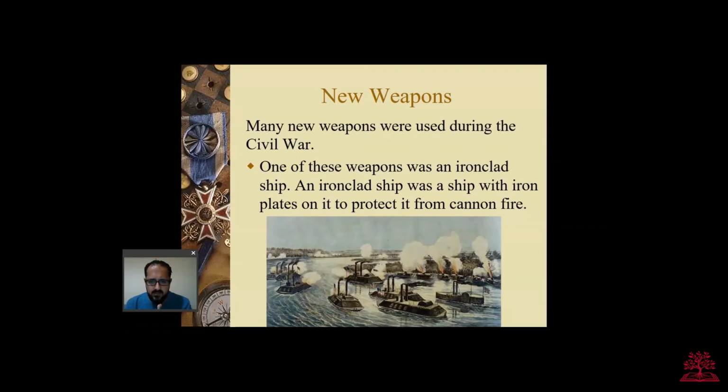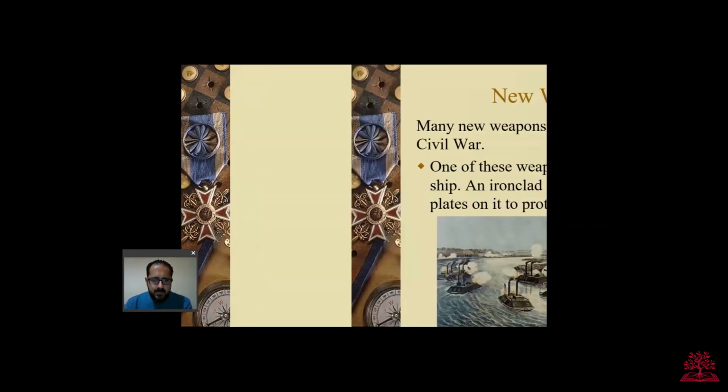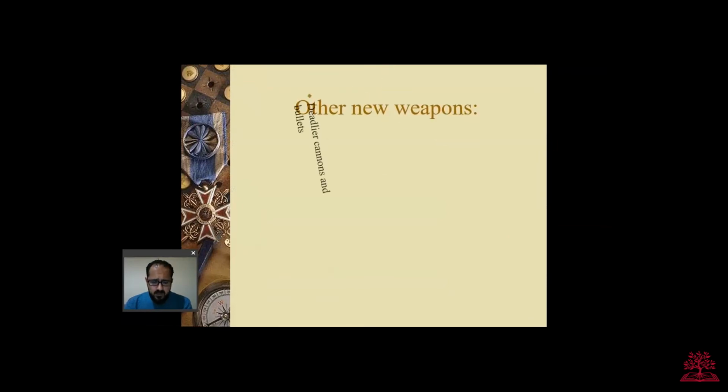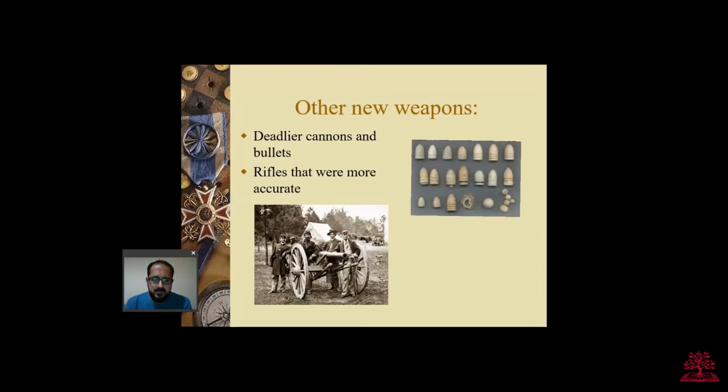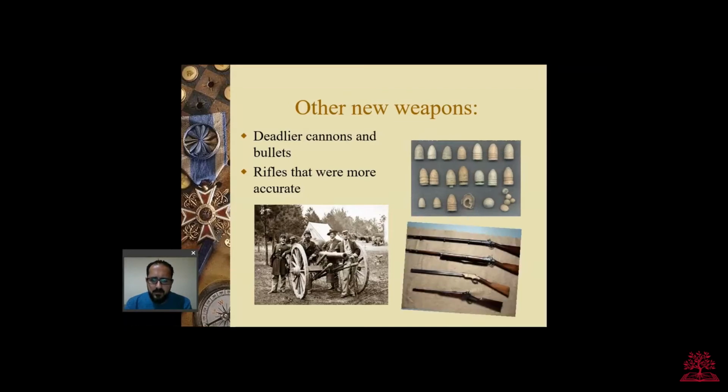Okay, this is a picture of some ironclad ships. Now, other weapons, we have deadlier cannons and bullets, and we're going to see a picture in a minute. And we have rifles that were more accurate. So the Civil War was good for the sake of new weaponry. Let's think about it like this. Okay, so this is a cannon, and these cannons were deadlier, and these are bullets, and these are the rifles.